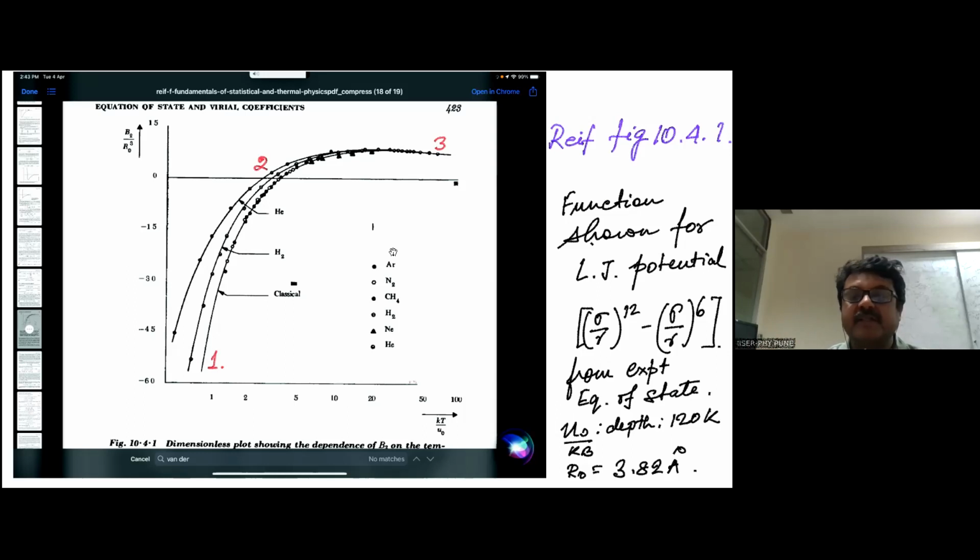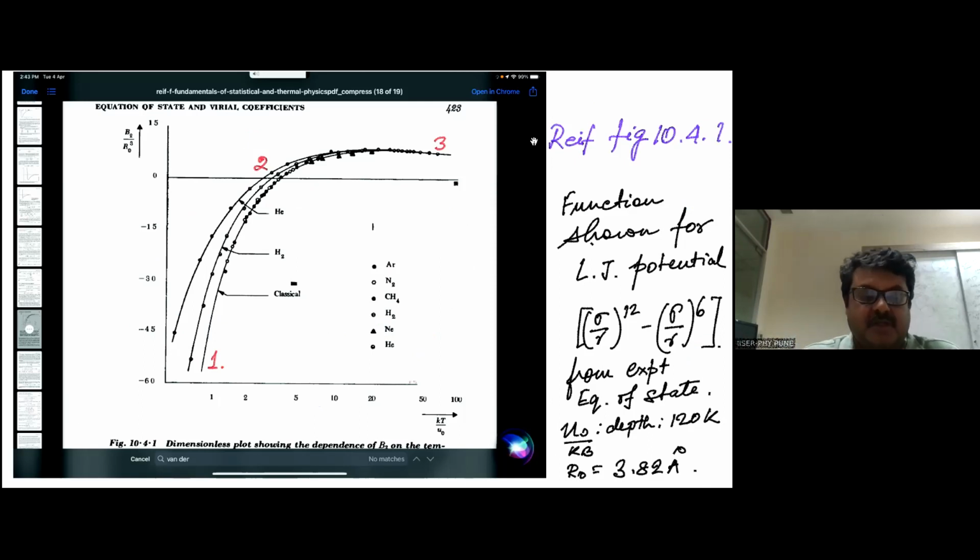But there were, of course, two fit parameters here. One of the fit parameters was the diameter, because you don't know a priori what the diameter is of various gases, and here it was shown for argon, nitrogen, methane, hydrogen, neon, helium, and you can see that the nature of the curve really matches well. By fitting you can get the depth of the potential, the interaction depth U0, which is the energy unit. U0 and kB have energy units, so U0 by kB has values of 120 K, and by fitting for argon, they found out that R0 is equal to 3.82 angstrom, which is very reasonable.